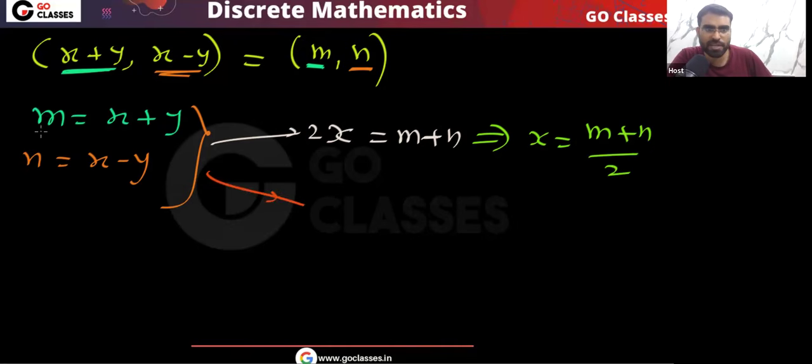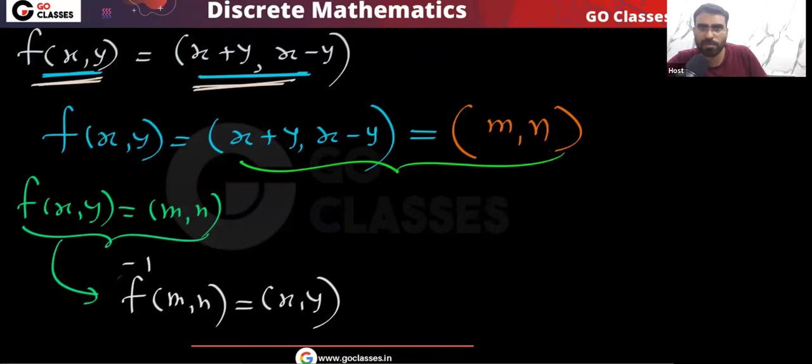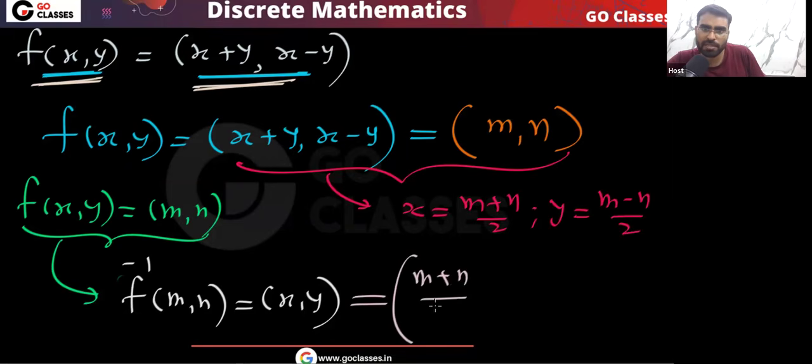Okay. And if you subtract this equation, what will you get? You will get 2y equal to m minus n. So here y is equal to (m minus n) by 2. So I got x also, I got y also. From this equation, I got x as (m plus n) by 2 and y as (m minus n) by 2. So I can write x comma y as (m plus n) by 2, (m minus n) by 2.